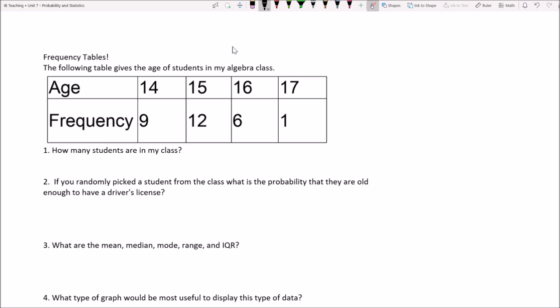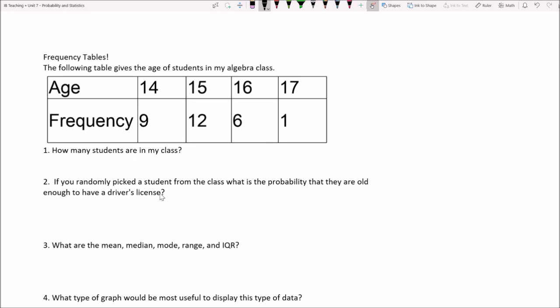Another representation that we need to understand is frequency tables. This is another way of representing data. It's a little more concise than a long list. So let's try to answer some questions. The following is the age of the students that are in my algebra class. Full disclosure, I've made these numbers up. I can't actually give out the ages of my students, but you can imagine an example like this.